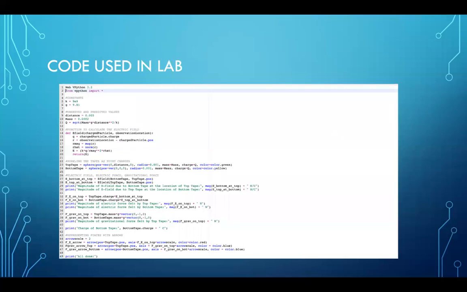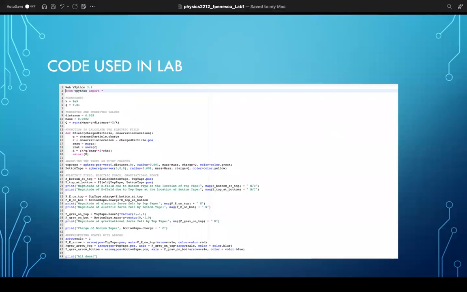Here's the code used in the lab. The code equates the force of gravity and the electric force to each other, which allows us to calculate the charge of the top tape. From there, we can calculate and print the electric field, the electric force, and the gravitational force of the tapes.